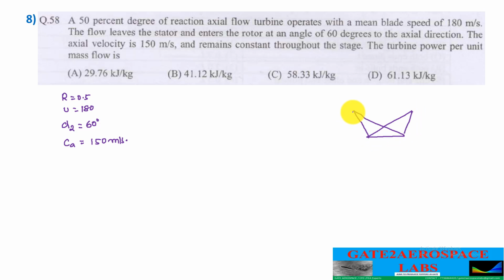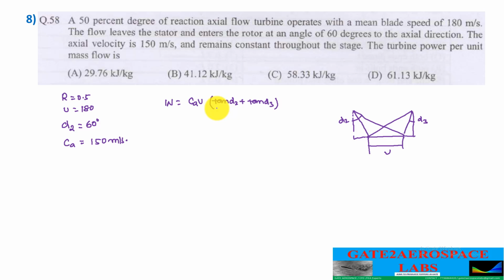Okay, this is our U, this is alpha 2, this is alpha 3. We know that work done is equal to Ca U into tan of alpha 2 plus tan of alpha 3.